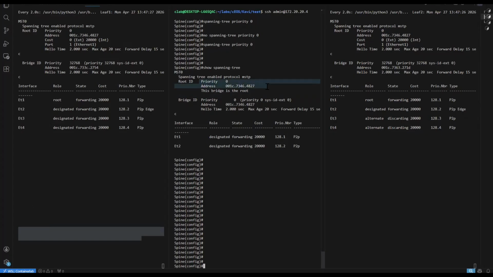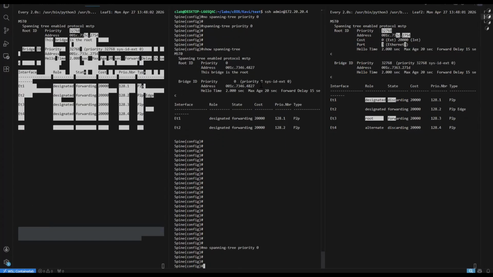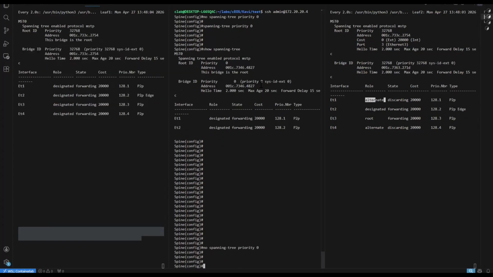If you look at the priority, it's 0, but the MAC address is the same. It's the switch's own MAC address. We'll also be doing one more command where we'll see a different MAC address. So I configured the priority to 0, and this happened: the spine became the root bridge. Now let me remove this configuration. Okay, now everything has returned to the default.